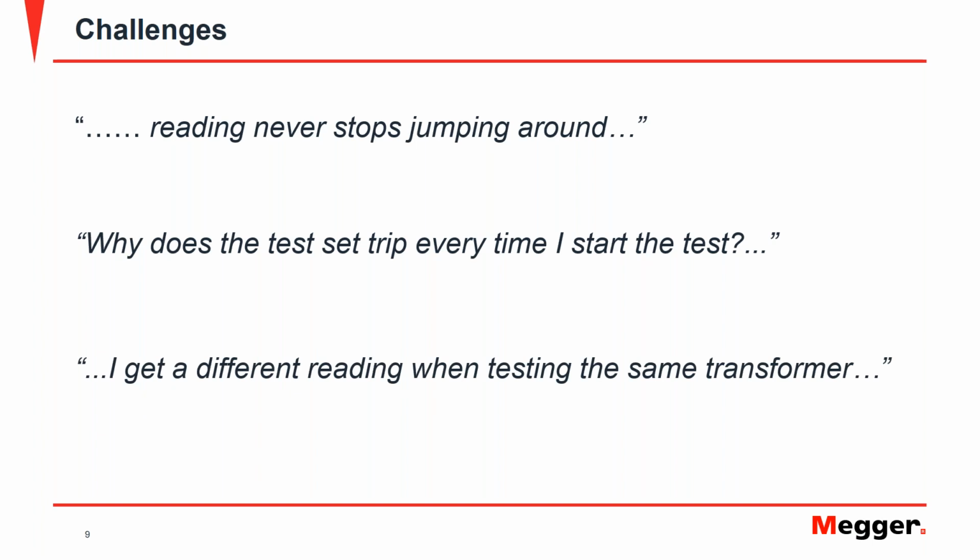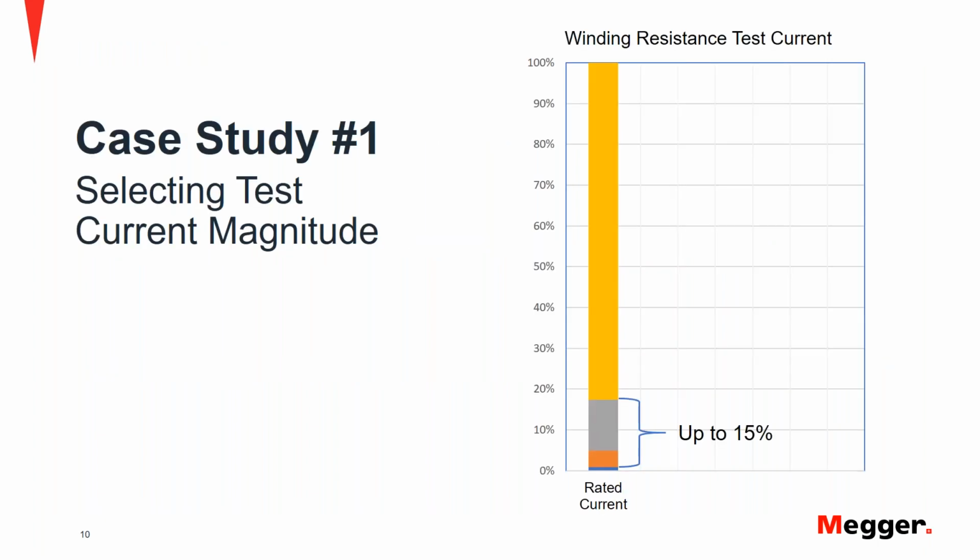So let's try and understand what factors play a role in such challenges. With that, we will look at our first case study. This first case study deals with selecting the proper test current magnitude when you perform the test. If you review industry standards such as NETA and IEEE, you will see recommendations that say that the test current that should be used should not go beyond 15%.